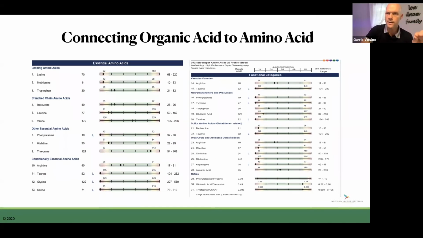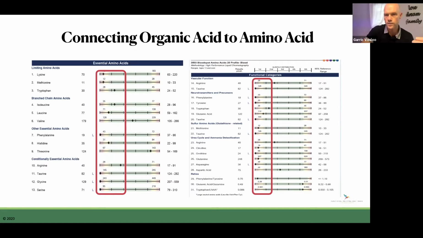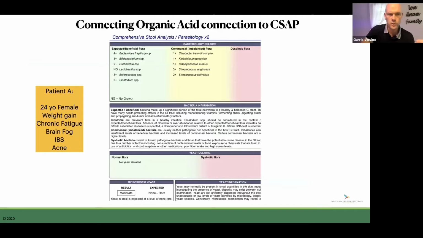So I ran the amino acid profile for this patient A, and here we can just validate exactly our thinking process. We can see a complete trend of low on the essential amino acids on both pages here. So now we want to dig a little bit deeper and ask, well, why is she not absorbing? So let's run a CSAP and have a look there. What is the trend? What's the pattern?